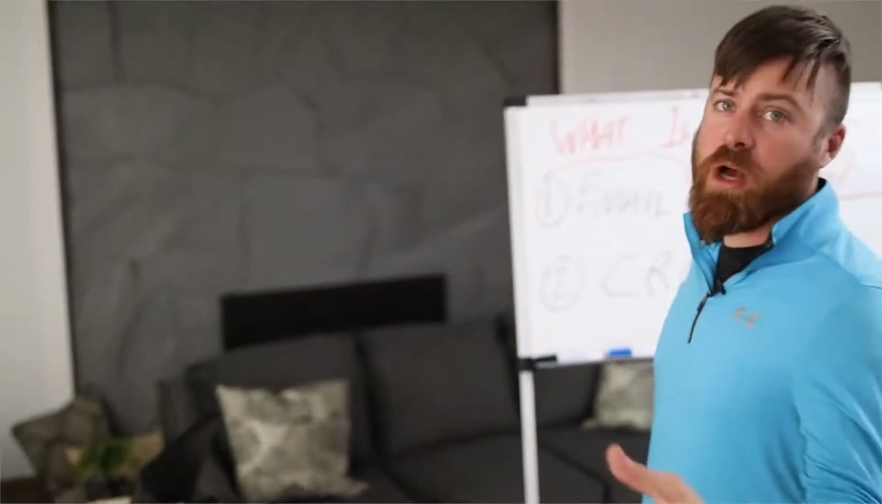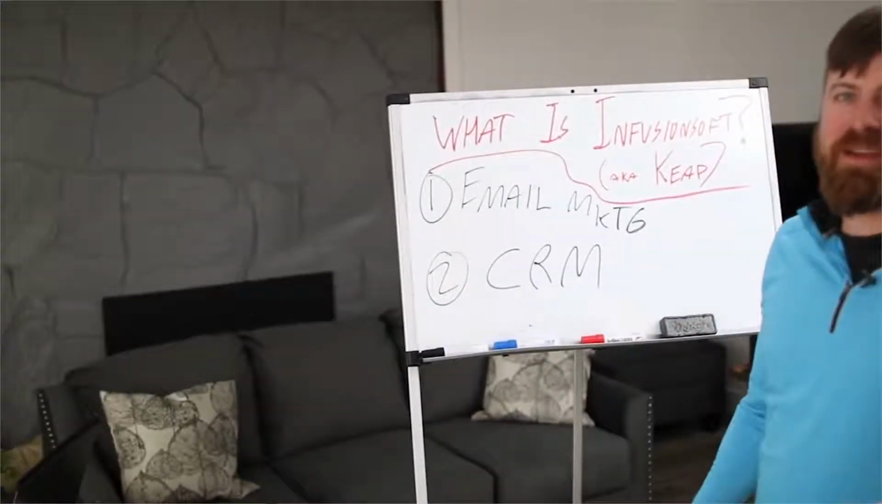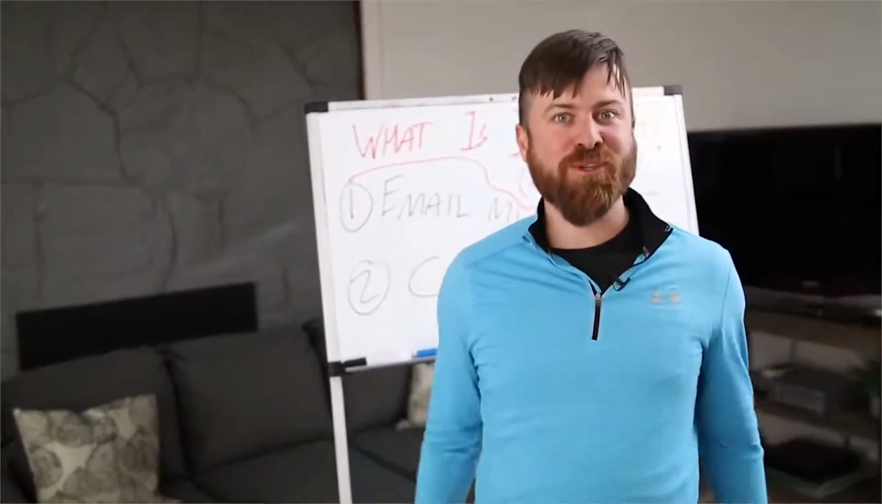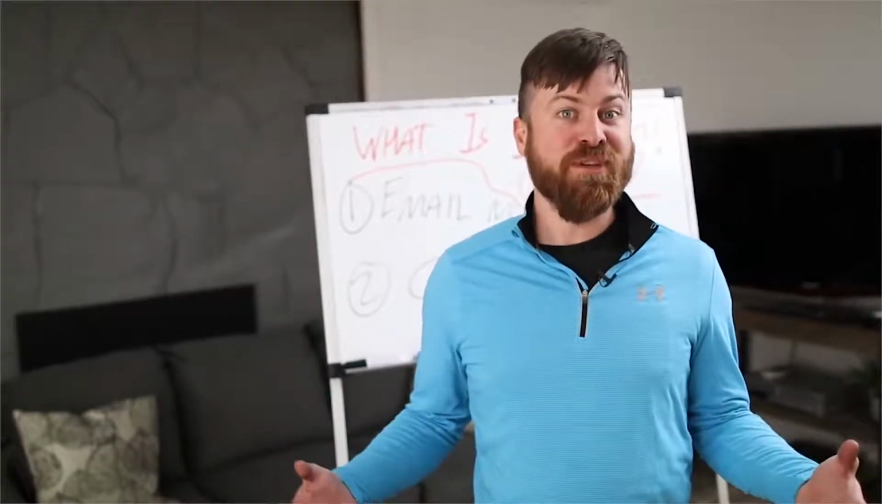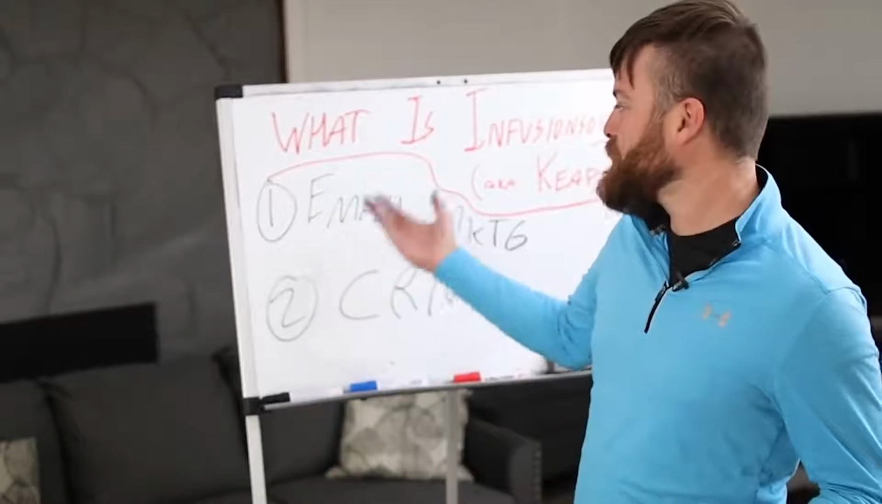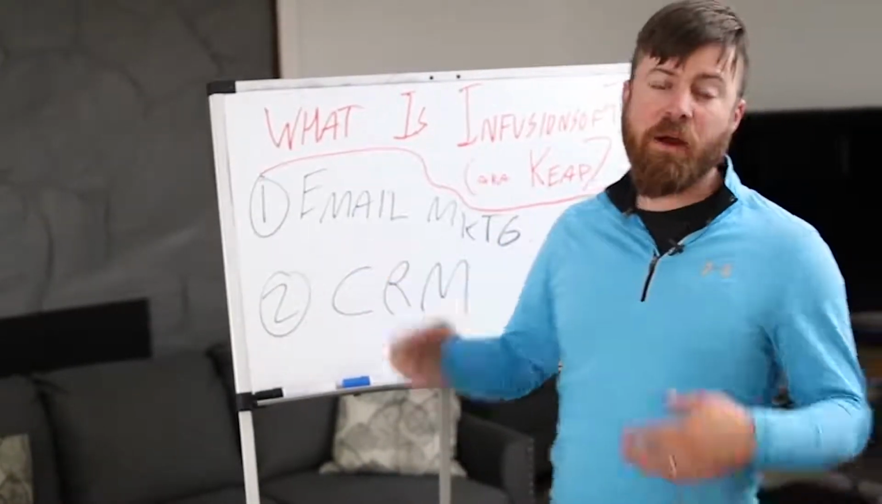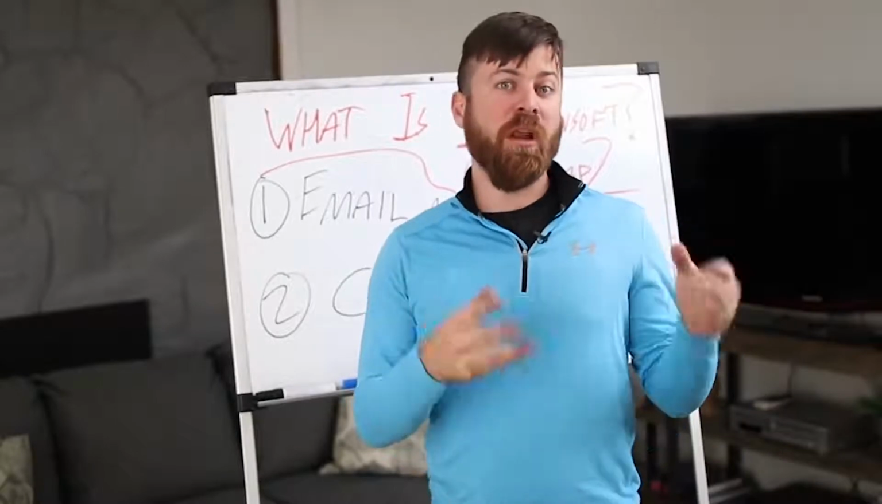So Infusionsoft, or also known as Keap now. I think they changed the name because they were known as Confusionsoft, because it's a confusing program to use, is an important part of business. It's basically a CRM. It does two things. It does email marketing to allow you and your business to send out lots of emails.